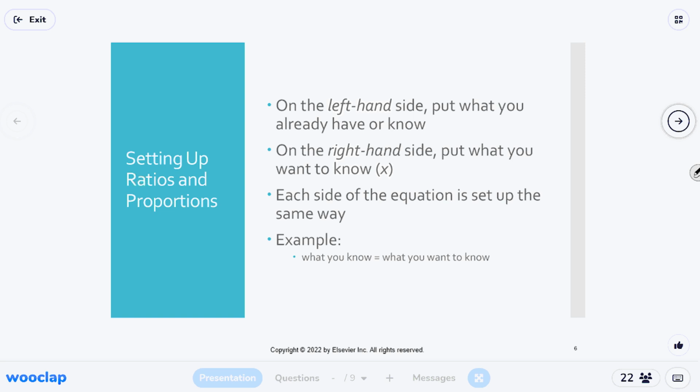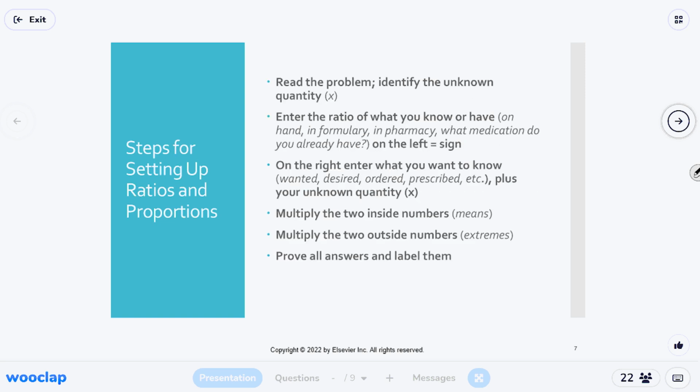That's it, okay? So on the left-hand side is what you know. On the right-hand side of your equations is what you want to know, what you're wanting to find out. So here's your step by step. And this is what I'll repeat all day as we do this.